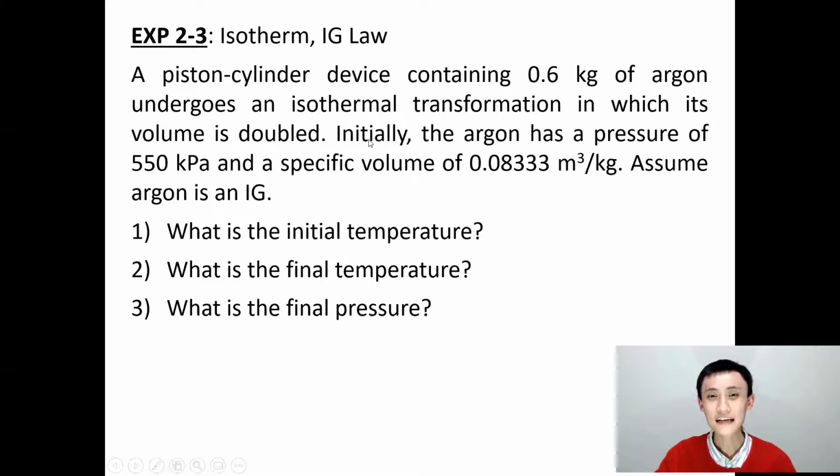Also, for the whole process, initially argon has a pressure of 550 kPa and a specific volume of 0.08333 meter cubed per kilogram. It says to assume argon is an ideal gas, and asks for the initial temperature and the final temperature, as well as the final pressure. So let's take a look.